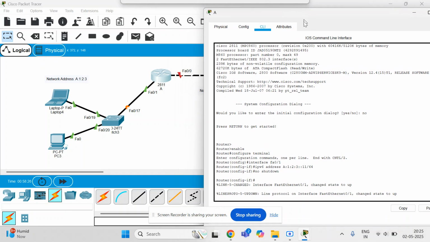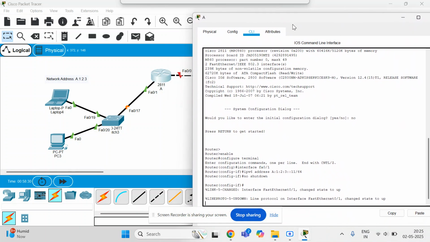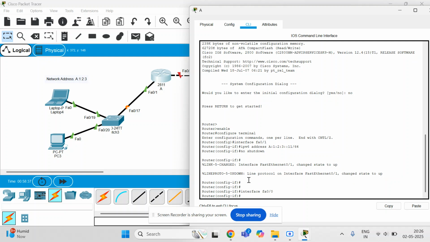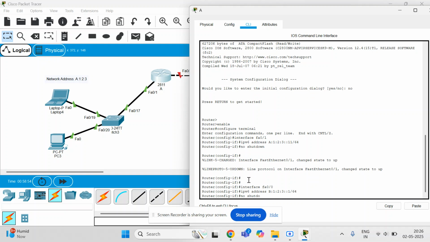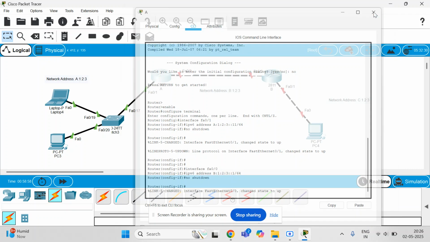Now we can configure the second, that is the B network. So FA0/0 is connected in this case. Interface FA0/0, which is connected with the second router. So IPv6 address, I have taken B colon 1 colon 2 colon 3 colon colon 1, and I am taking slash 64. No shutdown. Now close this window and go to the second router.